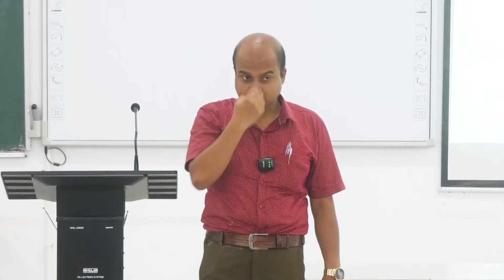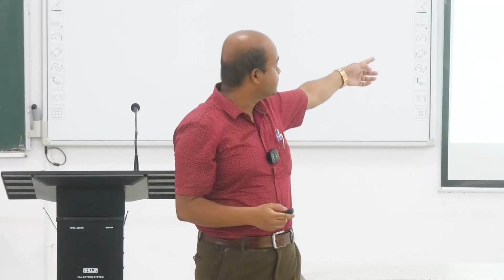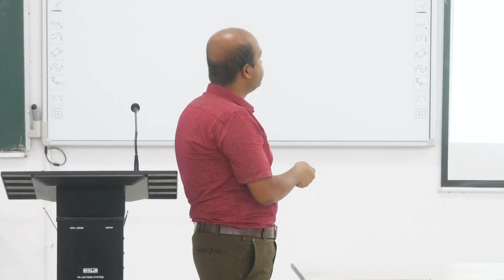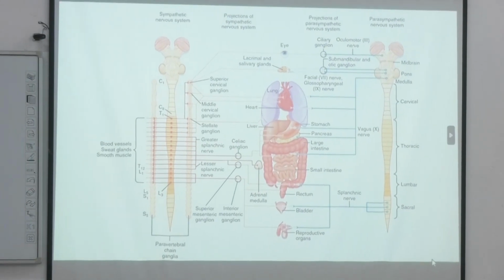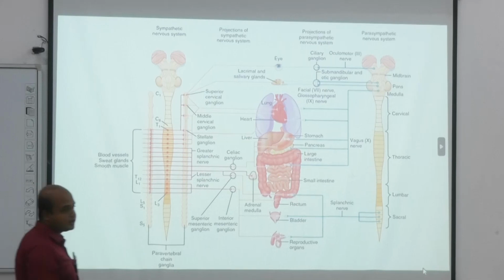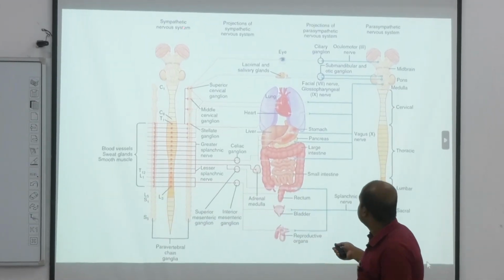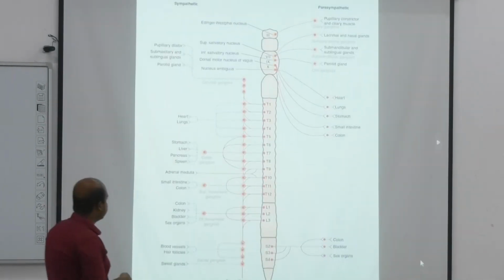The ganglia are named according to the names of the arteries: celiac ganglion, superior mesenteric, inferior mesenteric, superior cervical ganglion. Now, don't try to remember which is for which organ. It will confuse you. Just remember that exception: sweat glands, cholinergic, and all. This is about the distribution to the organs.